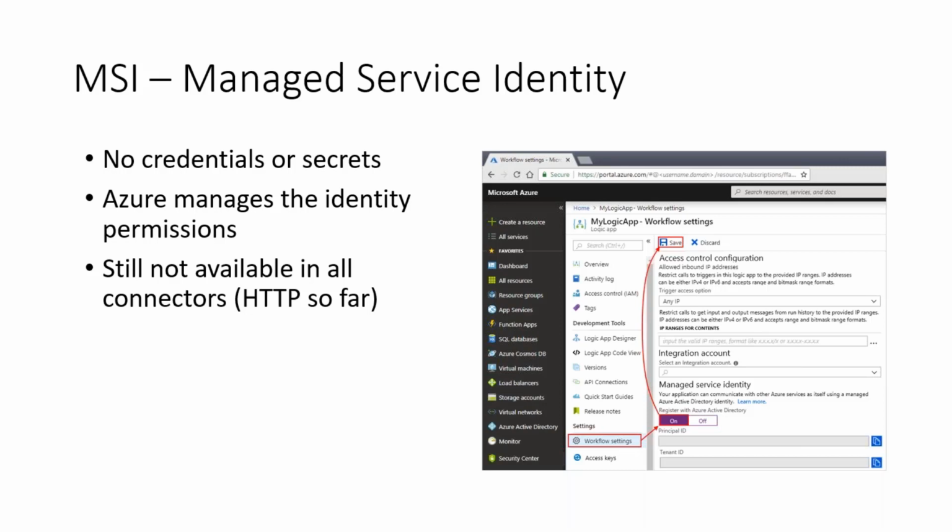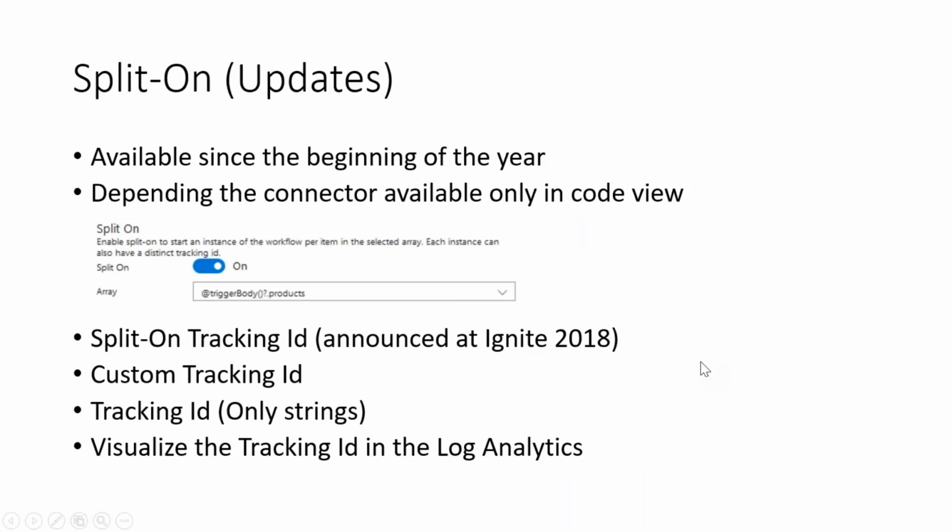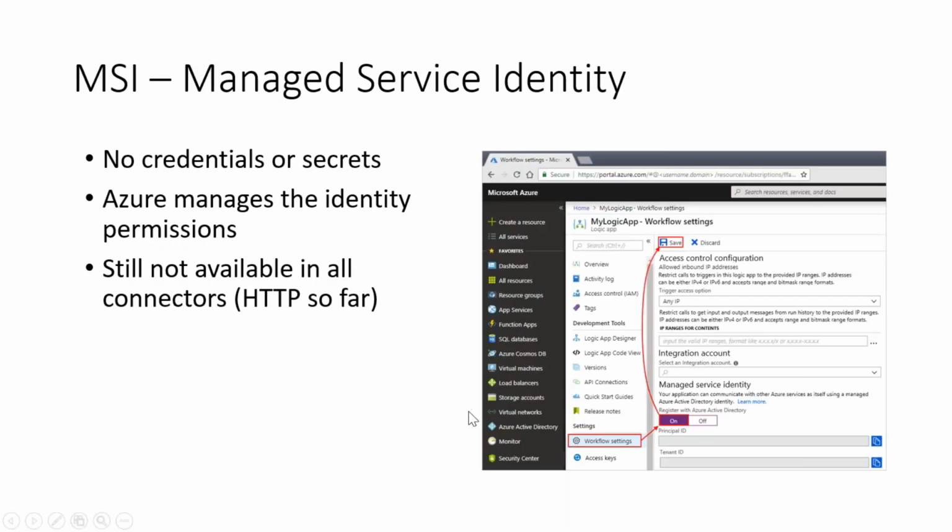Okay, so basically what we have to do for that to work is go to the workflow settings, and you are going to see this new option that's going to be disabled by default. You turn it on, save the Logic App, and then a principal ID and a tenant ID are going to be created for you to reference later in the other services you want to give access to these Logic Apps. Instead of doing the split, let me try to do the demo for the MSI right now.